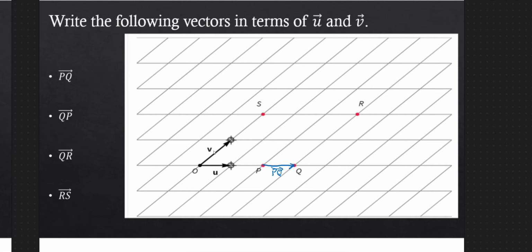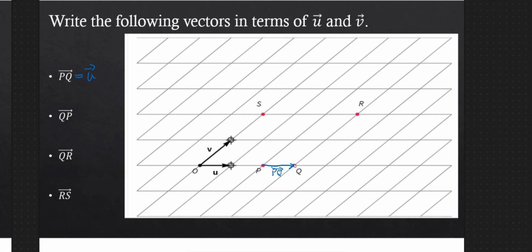Well, u goes over 1, right? If you can see these lines here, u goes over 1, and it doesn't move up or down at all. Same as PQ, goes over 1, doesn't move up or down at all. So u is the same as PQ. This is exactly the same as u. So I didn't need to scale it or anything like that. It's just u. All right, let's take a look at another one.